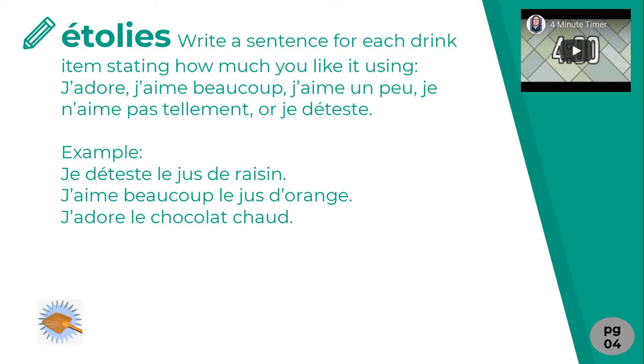So start with lemonade, la limonade. And you're going to do these all the way through le jus de raisin. You're going to write a full sentence in French stating how much you like these different food or drink items. Guest teacher, please pause the video. Set a timer for students to work for 4 minutes. On page 4 of their packet, they should be writing full sentences in French in their middle column of the table about how much they like the different drinks.